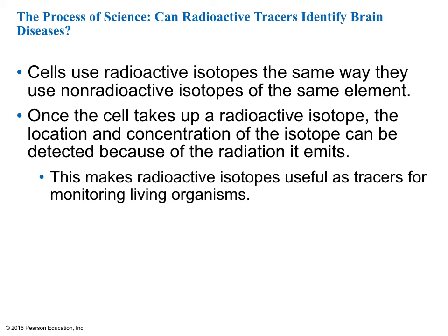So finally, what I'm going to leave you with today is that cells use radioactive isotopes the same way as non-radioactive isotopes of the same element. So a plant can take up a CO2 molecule that has carbon-12 or carbon-14 in it. And once the cell takes up the radioactive isotope, the location and the concentration of the isotope can be detected because of the radiation it emits.